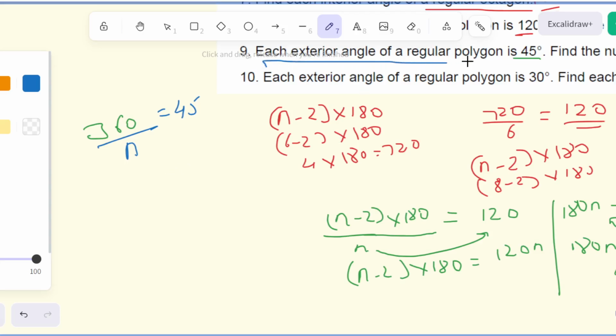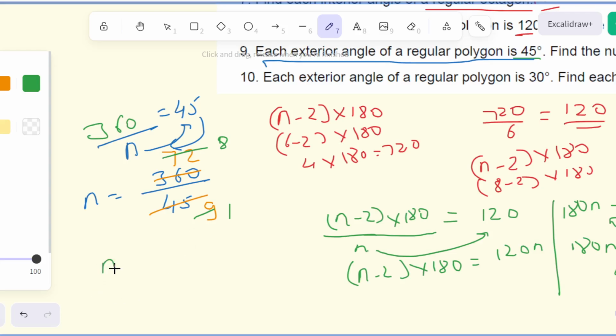Each exterior angle of a regular polygon is 45. Find the number of sides. So you take n to this side, bring 45 to this side. So n equals 360 upon 45, right? Now we can do some cancellation. 9 times 5 is 45, and 8 times 5 is 40, 72... 8 times 9 is 72, so 360 upon 45 equals 8. Makes sense, right?